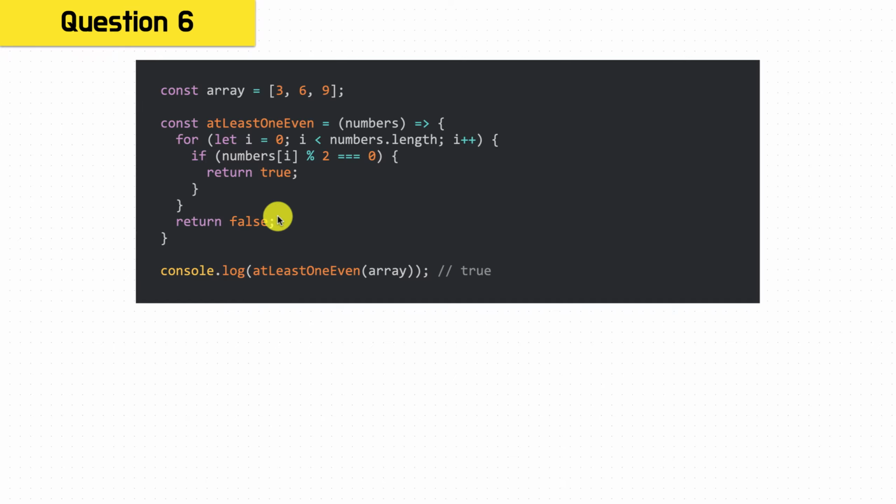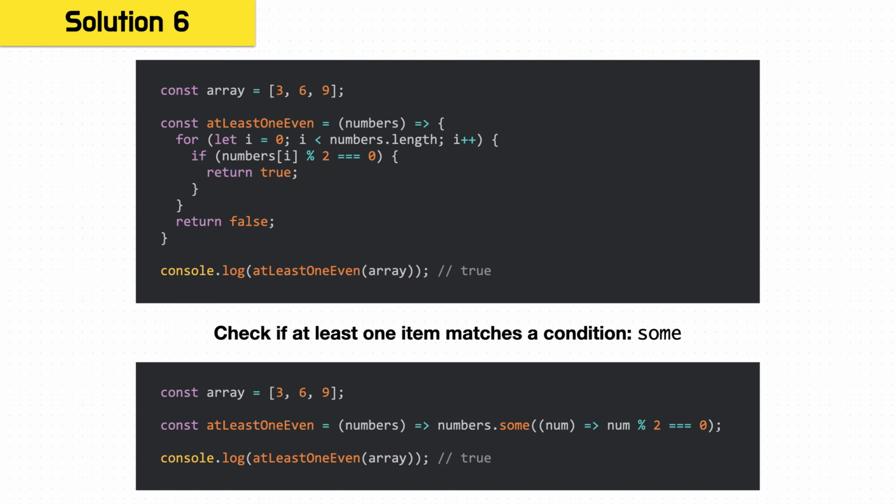So what we're trying to do is check if at least one item passes, or some of the items pass. This is when we would use the some method. If even one returns true, some returns true. Otherwise, if they all return false, then this returns false.